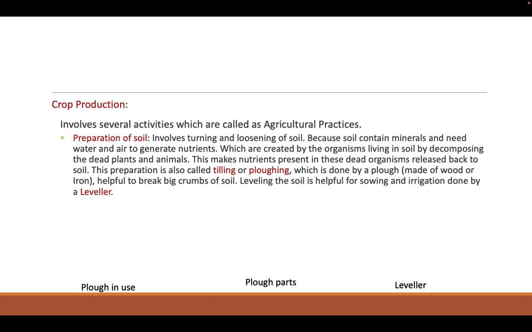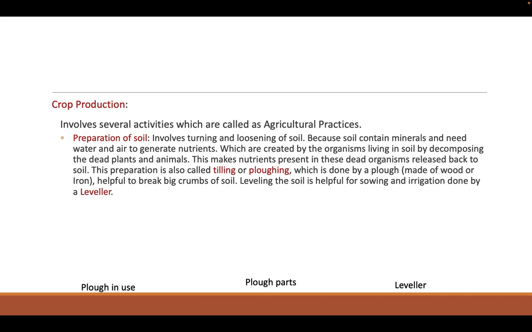This preparation is also called tilling and plowing. So preparation of soil is nothing but plowing, which is done by a plow made of either wood or iron, helpful for breaking the crumbs of soil blocks. And also, apart from that, leveling of soil is helpful for sowing and irrigation.